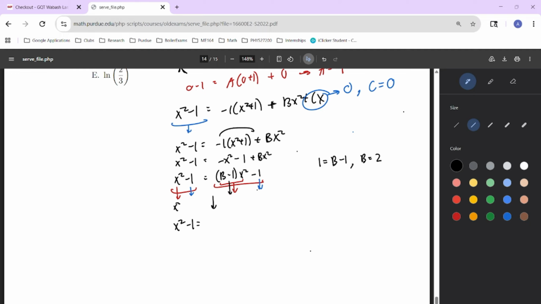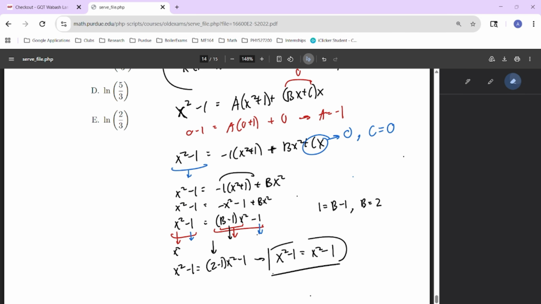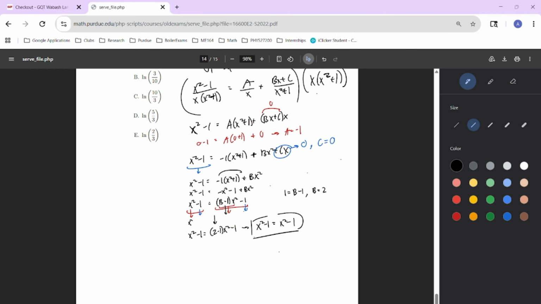This is 2 minus 1. X squared minus 1 is equal to 2 minus 1 multiplied by x squared minus 1. This turns into x squared minus 1 is equal to x squared minus 1 at the very end. All right. Now from there, we have found all of our constant values. A is equal to negative 1. B is equal to 2. C is equal to 0. And we can finally construct the integral.